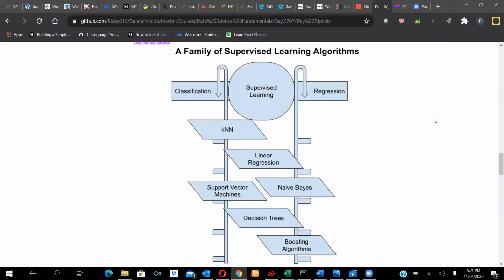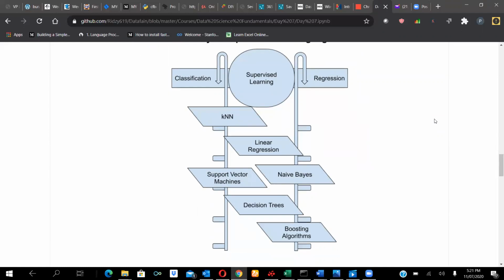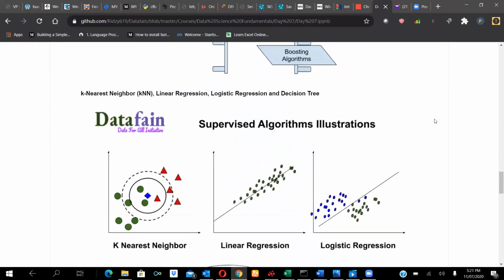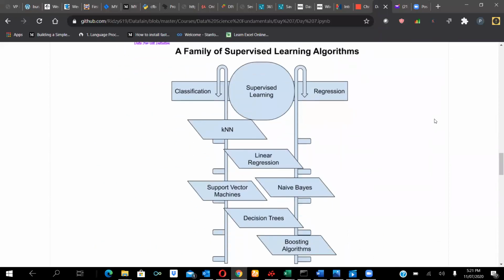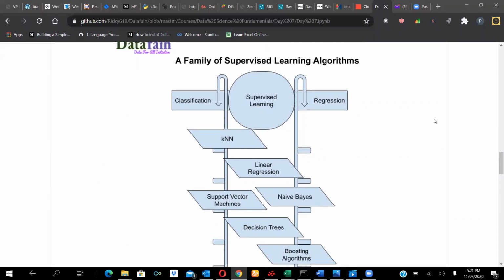Now, under supervised learning, there are a lot of algorithms that people use. But the two basic algorithms are classification and regression.